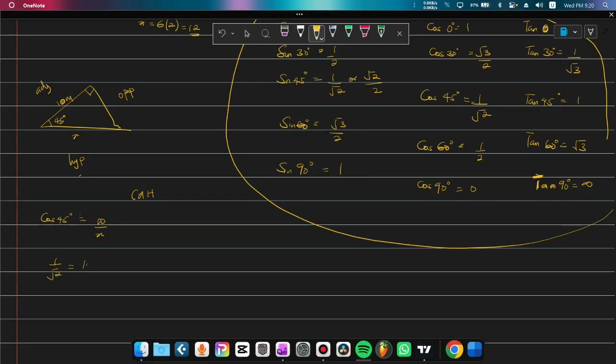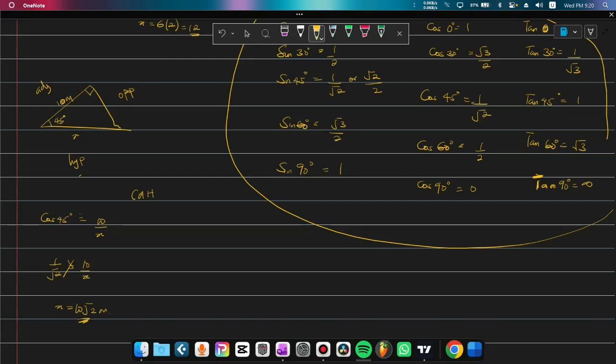It's going to be equal to 10 over x. Then you cross multiply. Therefore, x is going to be equal to 10 root 2. That's our answer. So look at it, basic trigonometric ratios are very, very easy once you know your angles, and you'll be fine.